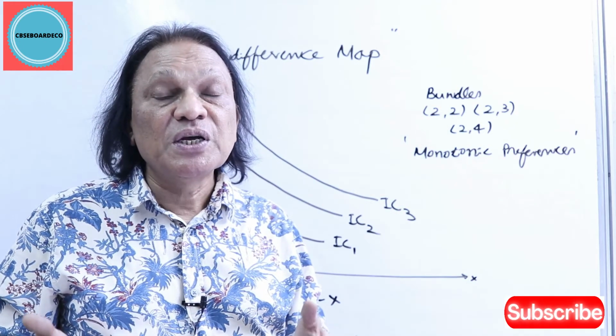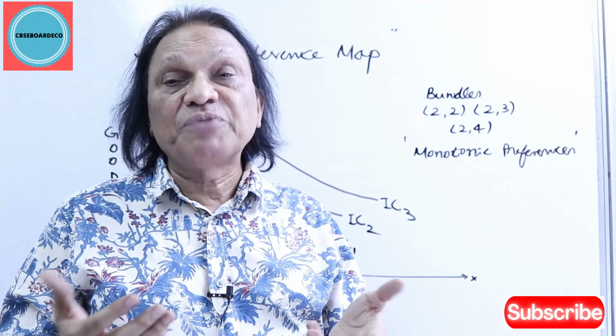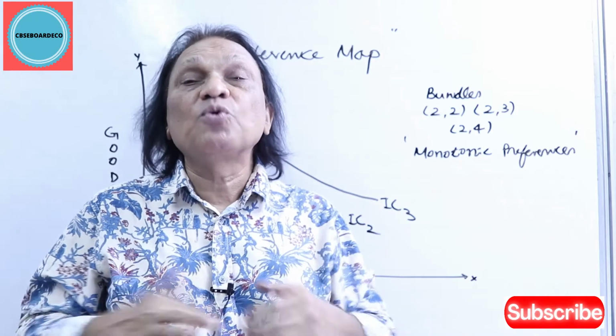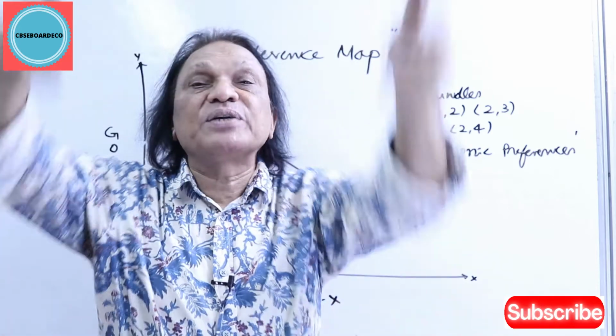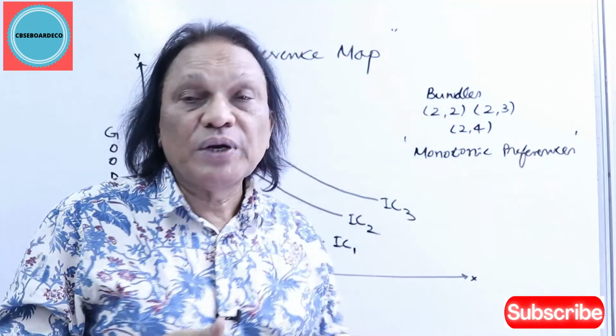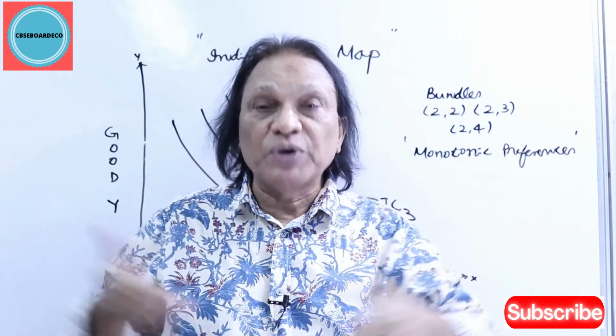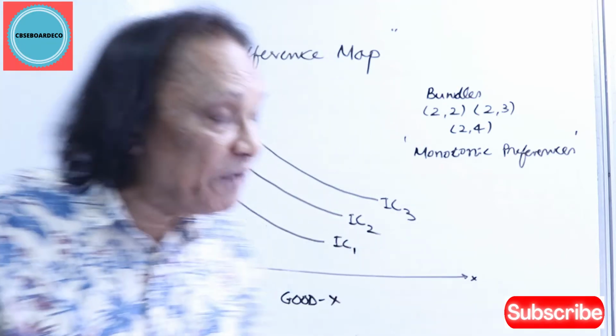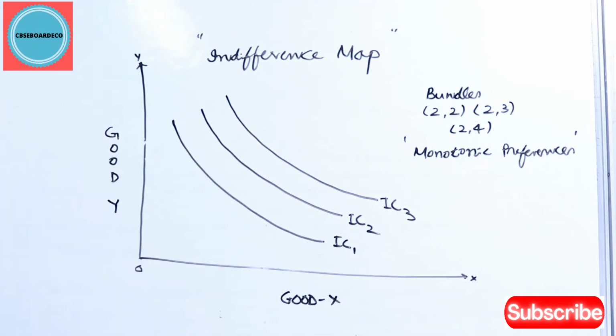Monotonic preferences means the consumer will prefer a bundle which has more of one unit and no less of the other unit. More of one unit, more oranges, and no less of the apples. That is called monotonic preferences. So look at the graph here. On the x-axis you have good X, on the y-axis you have good Y.